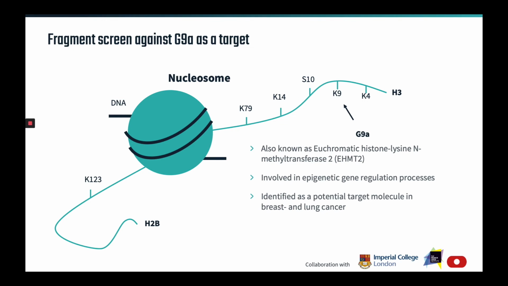Now in this example that I'll show you, this is work done in collaboration with scientists at Imperial College in London, where they used Dianthus to screen almost 2,500 fragments against G9A, covering a broad chemical space in both mass and complexity.